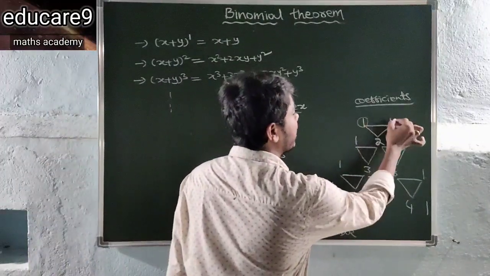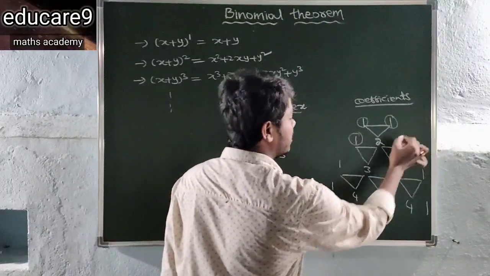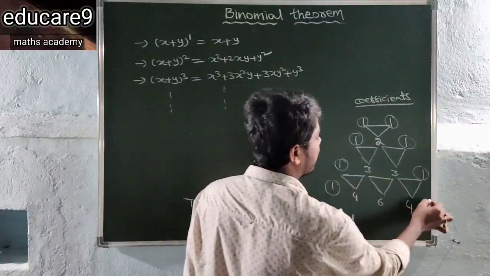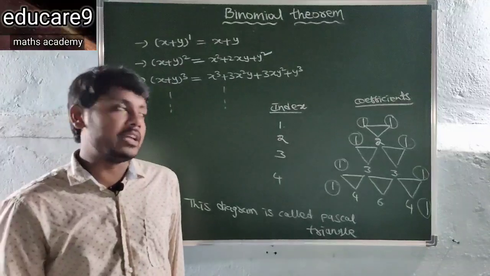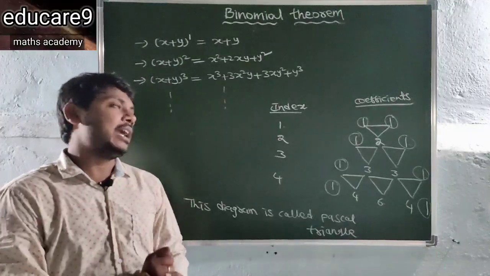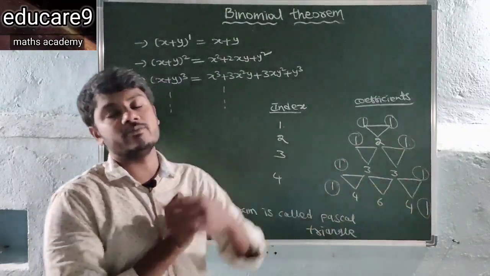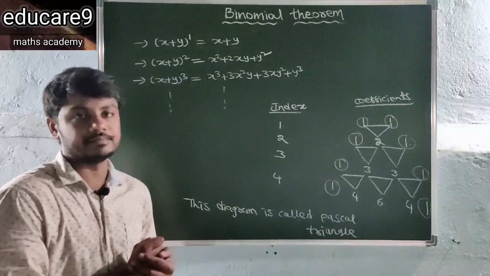So start with 1, end with 1. So here also start with 1, end with 1. So here also start with 1, end with 1. So here also start with 1, end with 1. If any expansion is there, then clearly that expansion having the first coefficient is 1 and last coefficient is 1. Okay. So that is the one condition.